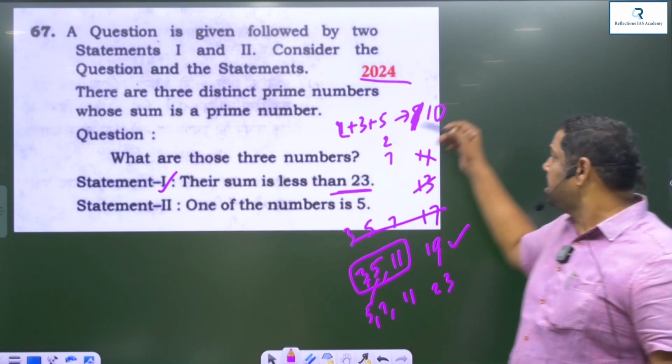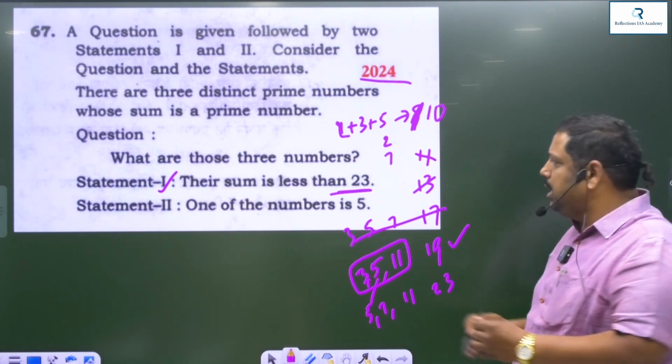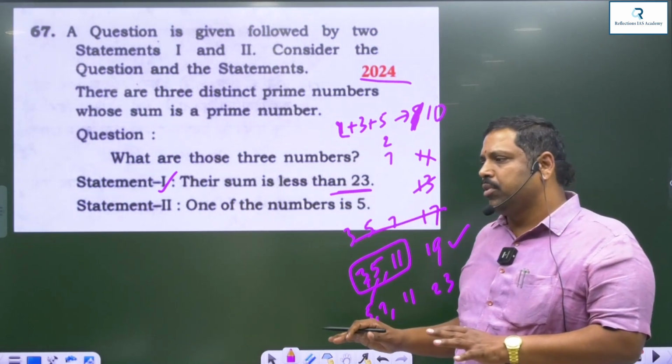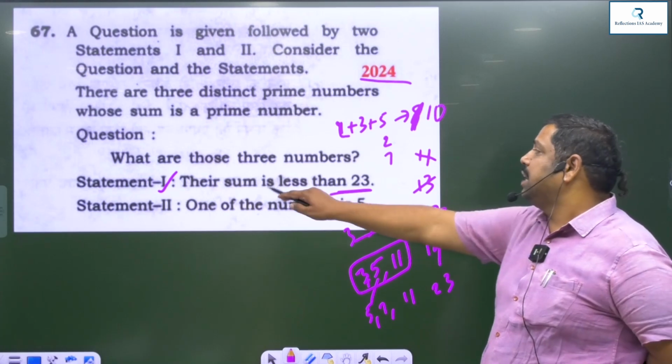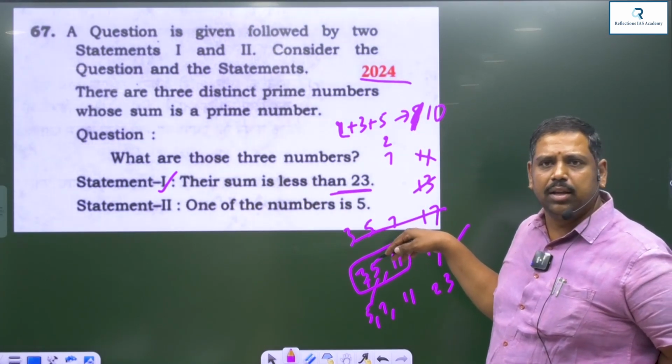Coming to the yes or no: 19 you can get, 23 you can get, and so on. And he is asking about those 3 prime numbers. Right, good. Observe that here their sum is less than 23. From that, are you able to answer or not? Say it loudly. Yes.